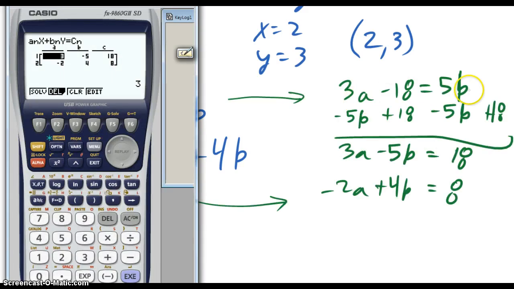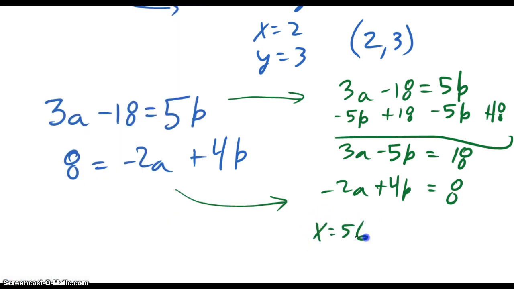Okay, so I rearranged the first equation to get this. I just flipped the second equation to put it in the correct format. And I have the coefficients of the a and the b, and I enter those over here in the calculator, just like so. All right, and then I hit EXE, and I get x is 56, y is 30. X equals 56, and y equals 30. We also can represent that like that.